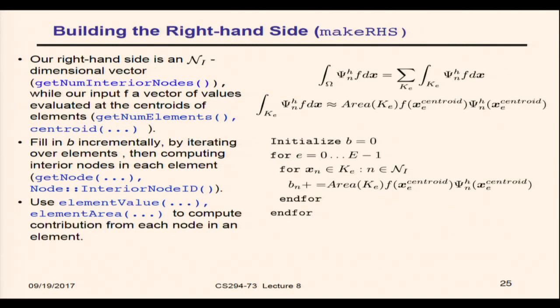Building the right-hand side, what are the pieces that go into that? Right-hand side is an ni-dimensional vector. Get num interior nodes is what you need to do that. While our input f is a vector of values evaluated at centroids of elements. So in order to construct that from some continuous function, you'll have to be able to get the centroids. And again, you fill these things in incrementally using the same techniques as before.